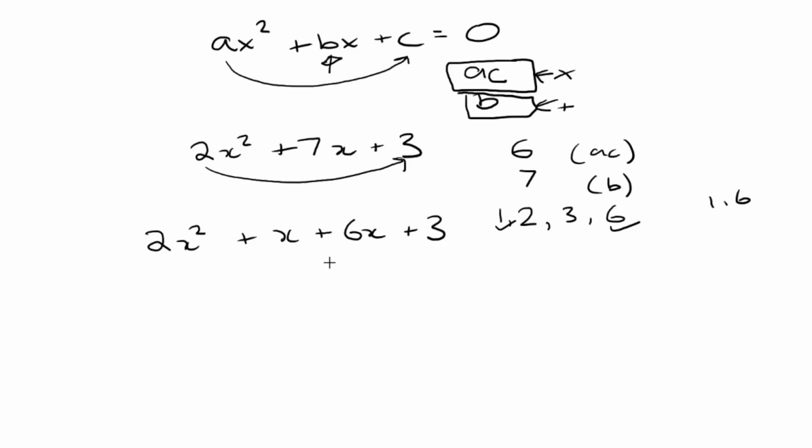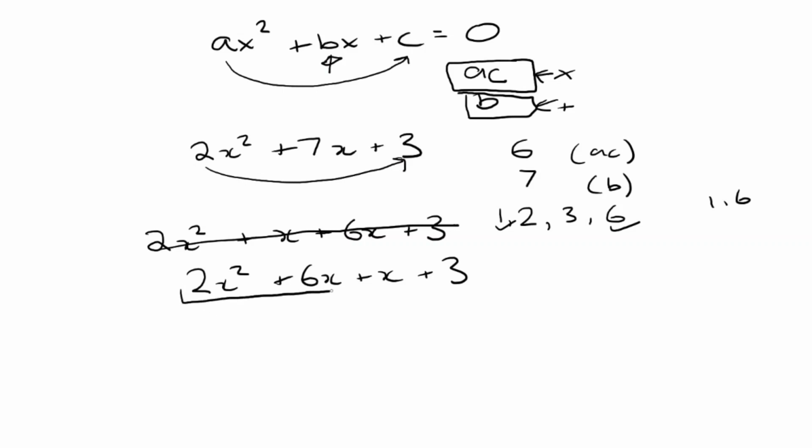Actually, no, the better way to do this would be to go 2x squared plus 6x plus x plus 3. So always write the bigger number first, would be my tip. So we can separate these terms in the following way, and now we can factorize them further. So how do we factor 2x squared plus 6x? Well, we know that 2x is common in this case.